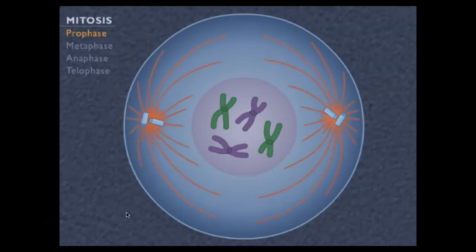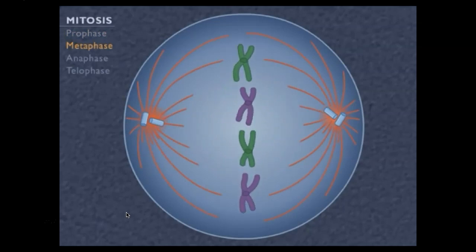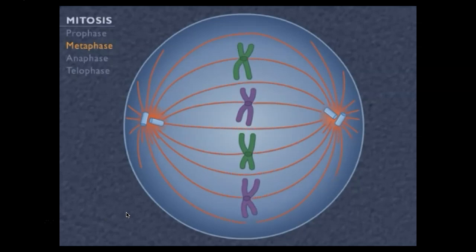poles of the cell. During metaphase, the double-stranded chromosomes line up along the equator of the cell. The spindle is now fully formed and the microtubules attach to each sister chromatid.